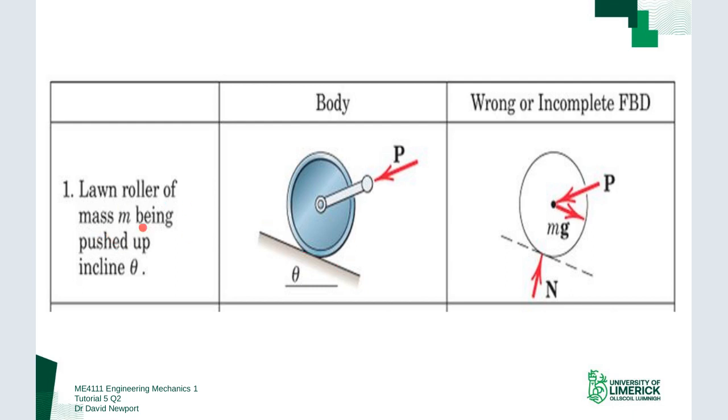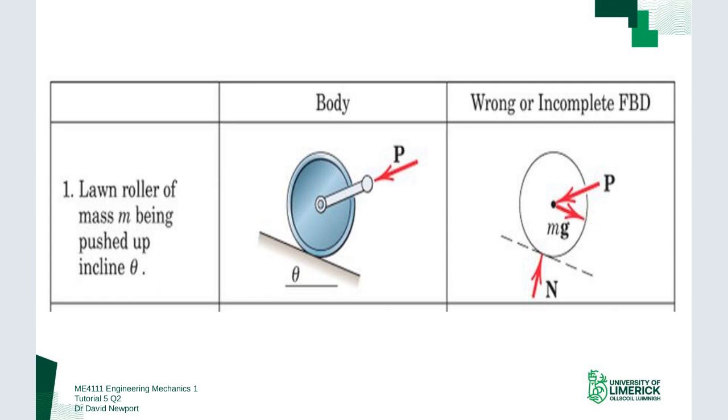We're given this lawn roller of mass M being pushed up an incline, which is at an angle of theta. We'll see the effort at the free body diagram here. With the object drawn in isolation, that's fine. We have a normal contact force instead of the plane. That looks good. We have the force P being transmitted by this connection here. Again, that's fine.